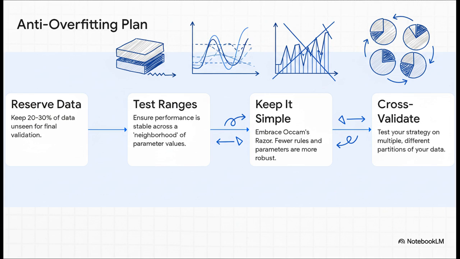Step 2, test parameter ranges, not just one perfect value. A healthy strategy should still work pretty well with a 45-day moving average, a 50, and a 55, not just at one so-called magic number. 3, keep it simple. Seriously, fewer rules, fewer parameters means fewer chances to accidentally fit to random noise. And finally, number 4, use cross-validation. This is just a fancy way of saying you should test your strategy on different slices of your data to make sure it works consistently, not just during one weird market period.